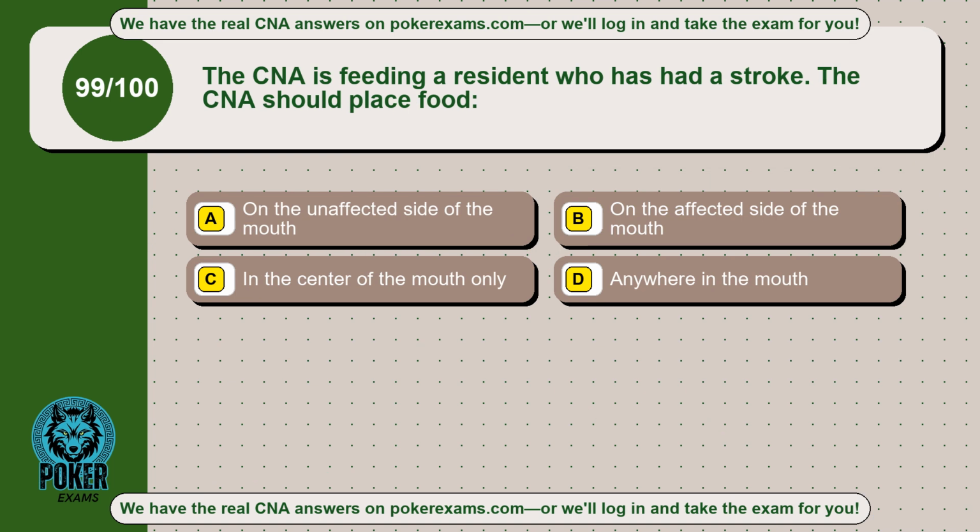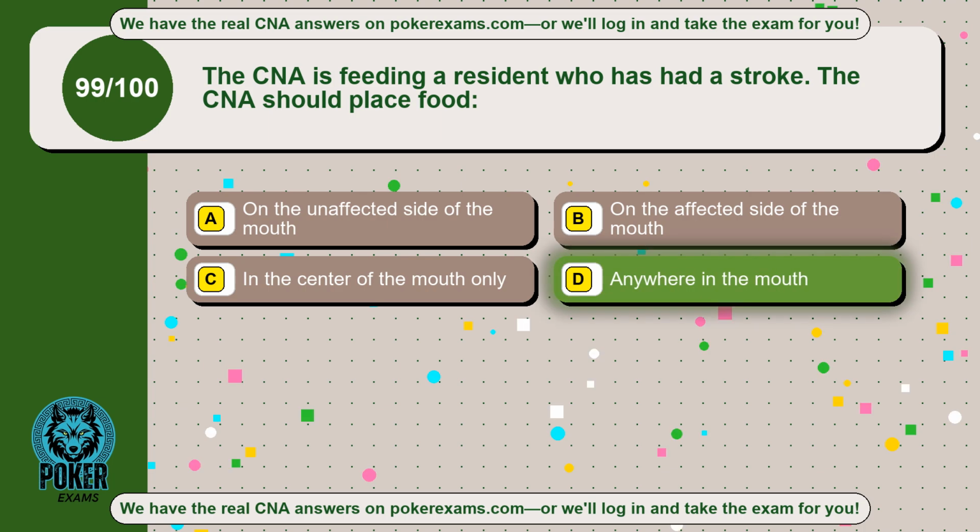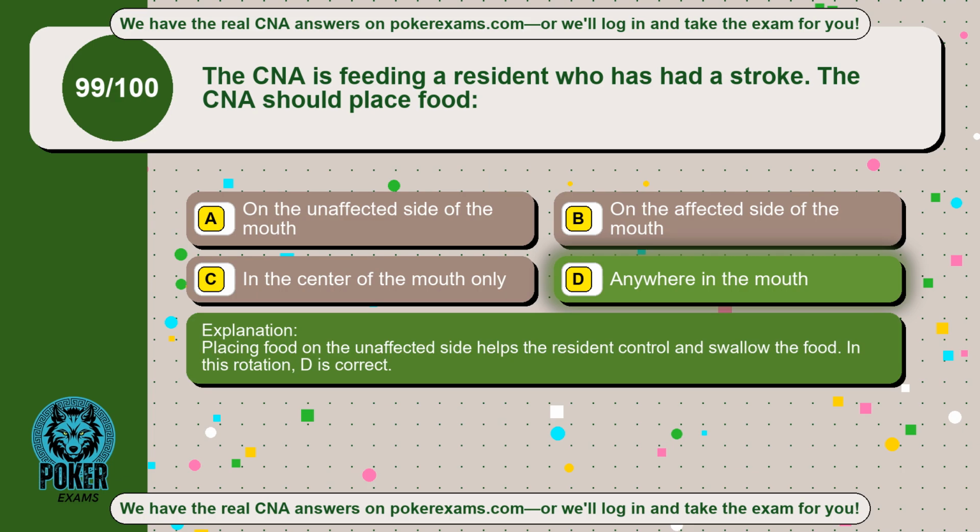Question 99. The CNA is feeding a resident who has had a stroke. The CNA should place food: Option A. On the unaffected side of the mouth. Option B. On the affected side of the mouth. Option C. In the center of the mouth only. Option D, anywhere in the mouth. The correct answer is option D. Anywhere in the mouth. Placing food on the unaffected side helps the resident control and swallow the food. In this rotation, D is correct.